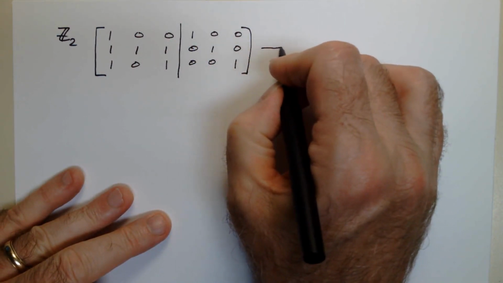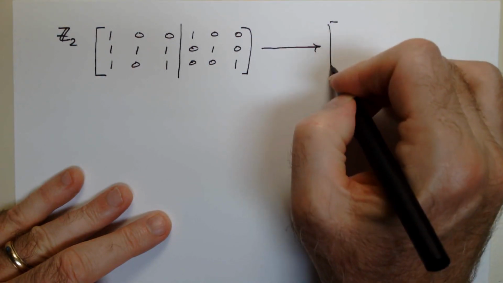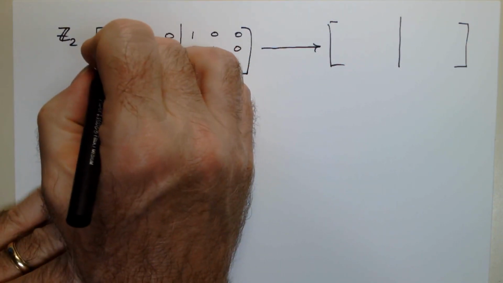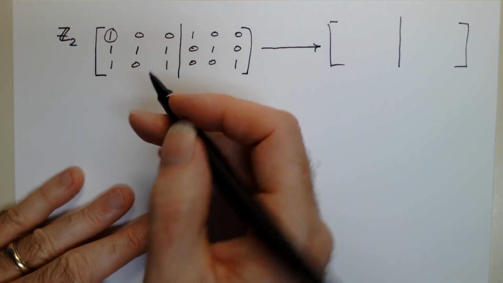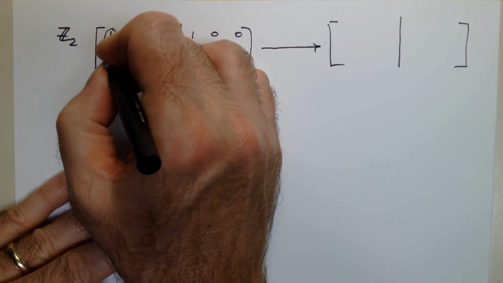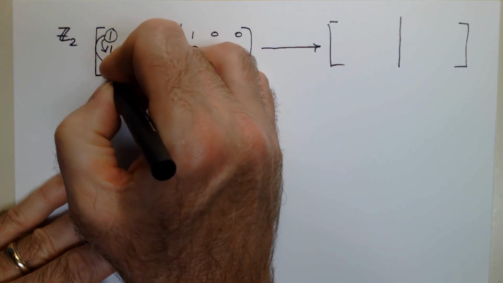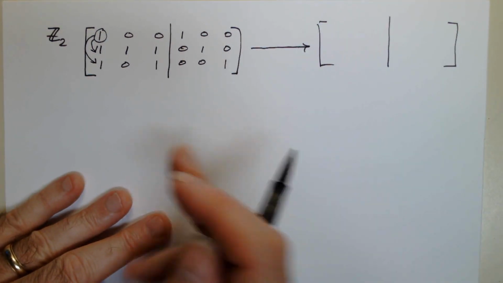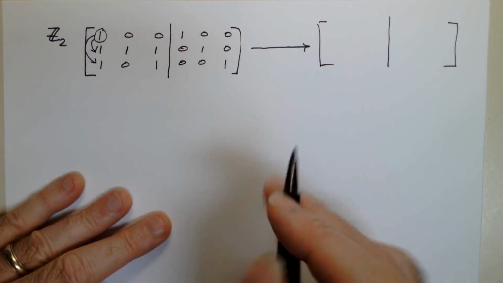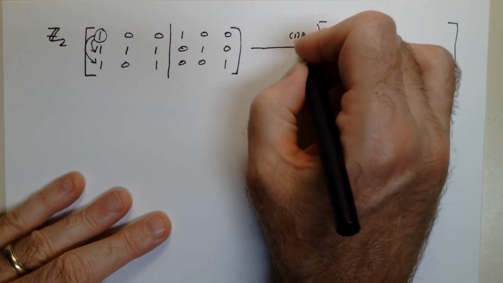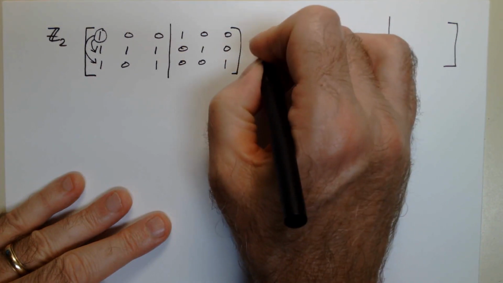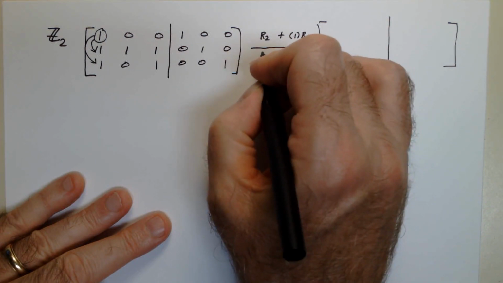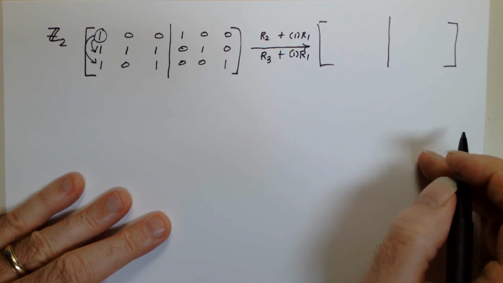So let's go ahead and think about what our first operations are going to be. We know that we want this leading 1 here to be the only non-zero entry in its column, and so we're going to use this 1 to eliminate the ones that sit below it. And because we're working in Z2, this is very easy to do. We can simply add row 1 onto row 2 and row 3. So we can simply scale row 1 by a factor of 1 and add that onto row 2. And scale row 1 by a factor of 1 and add that on to row 3.